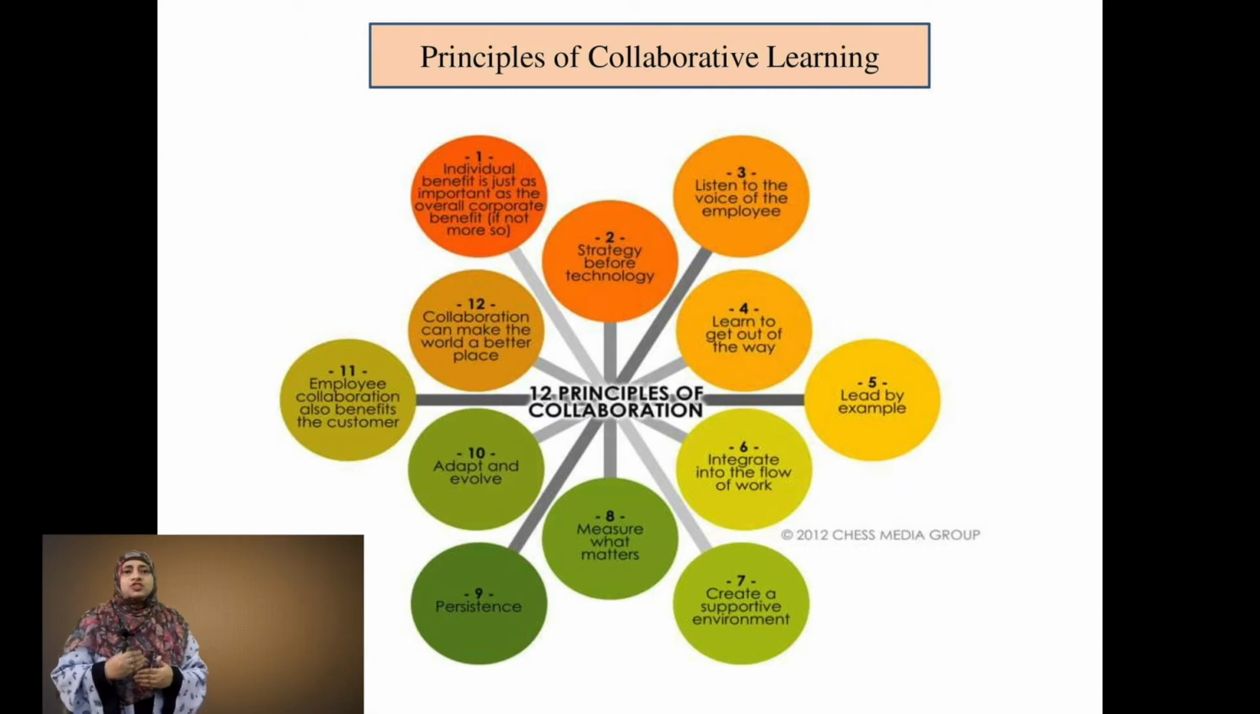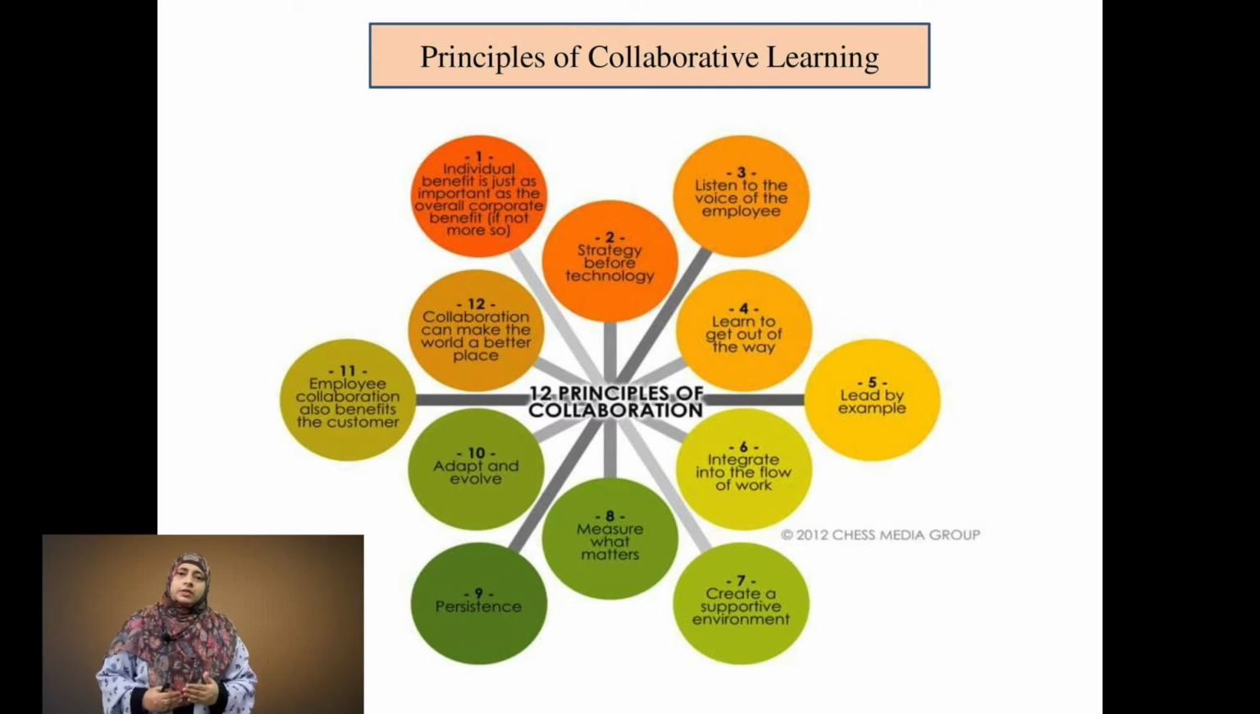The second one is strategy before technology. Before using the technology, first think of the strategies. What strategies can you use in the classroom where the child can construct and work together? That is the second principle of collaborative learning.